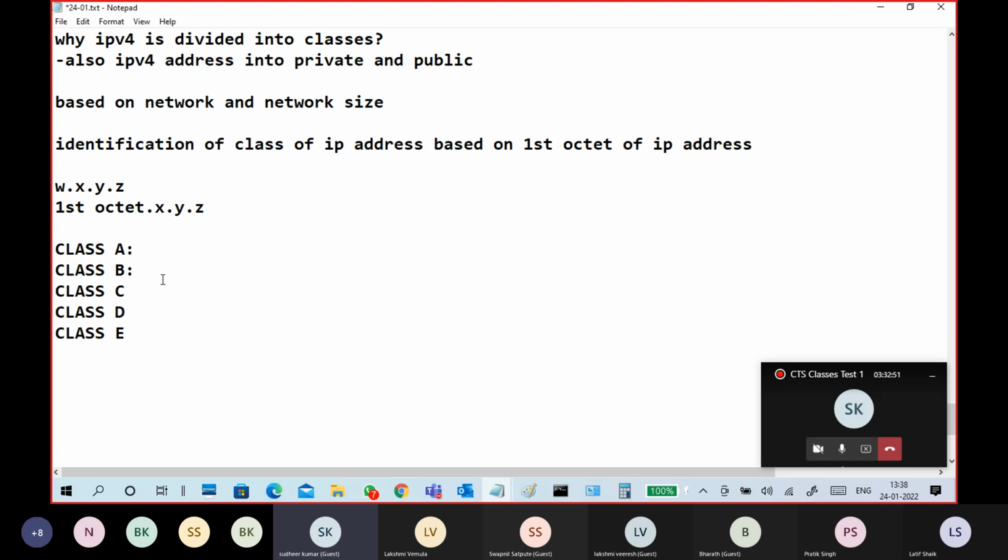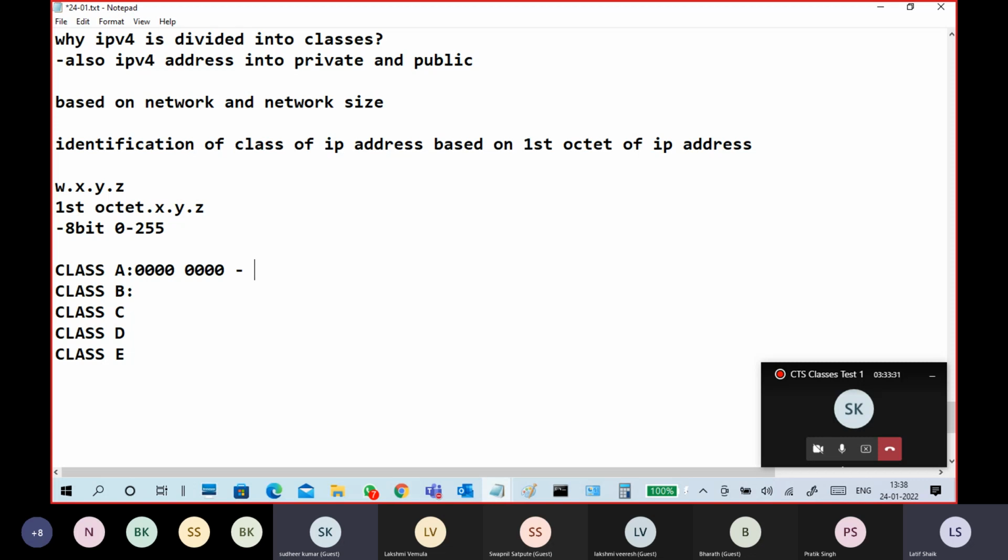Only one octet we have to verify, which means only 8 bits. The first octet is 8 bits, the second octet is also 8 bits, so the range is 0 to 255. For class A, the starting value is 0, represented in binary as eight zeros.